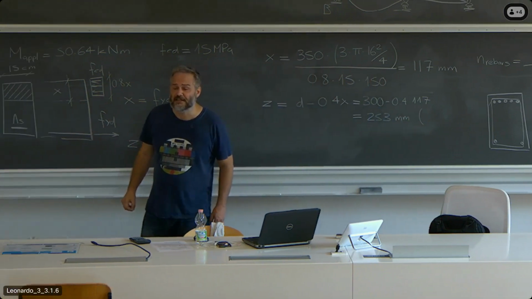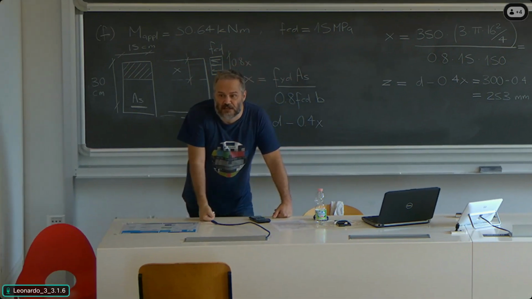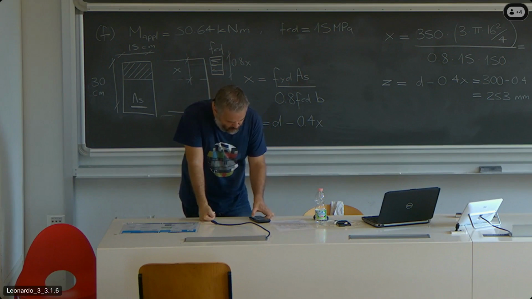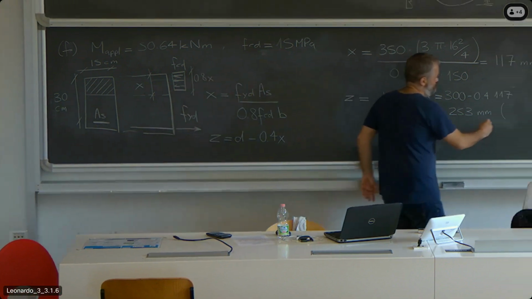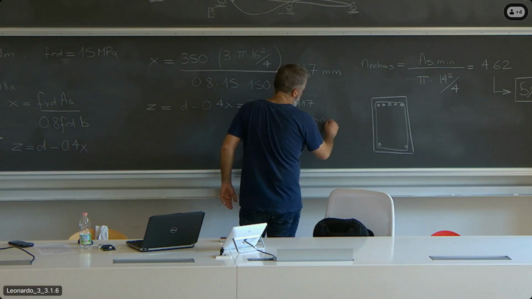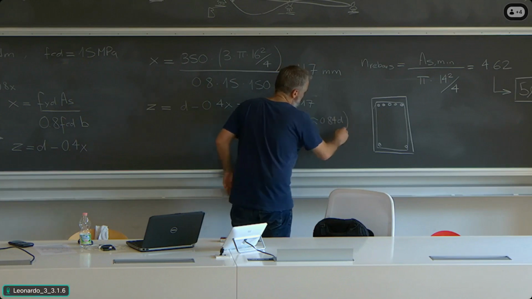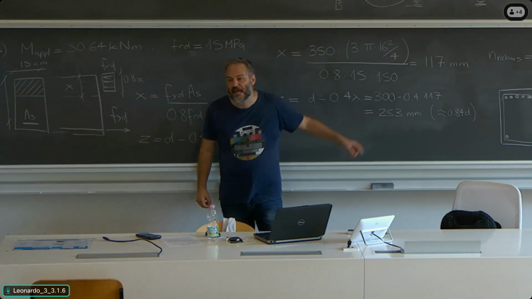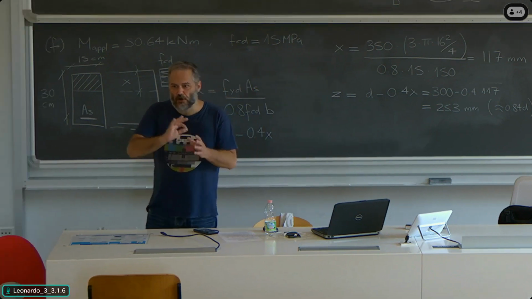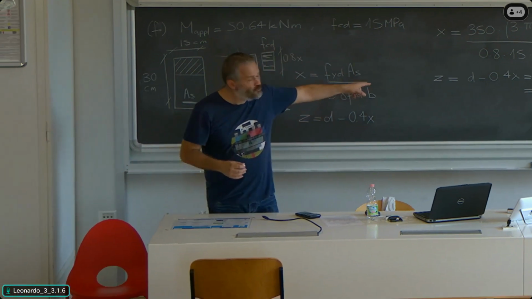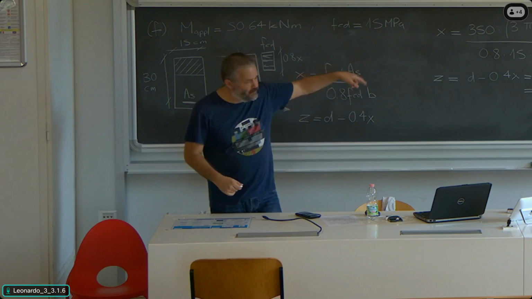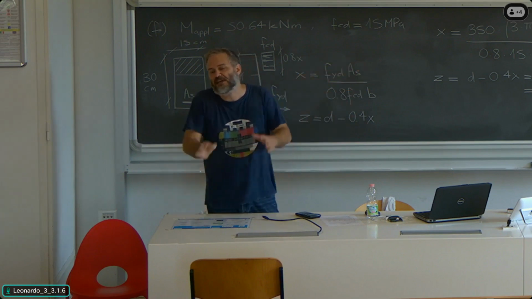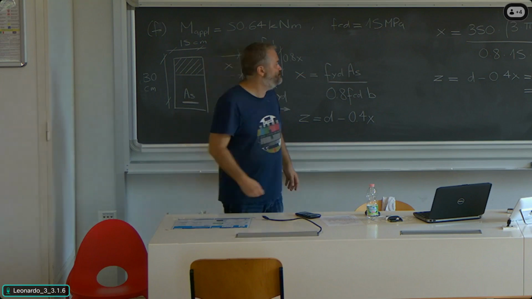Let's just give it a check. How much is 253 in relation to 30 centimeters? So how much is 253 over 300? 0.84 d. This is just to show you why we usually assume 0.9 in the design phase, because for ordinary reinforced concrete sections, even with an accurate calculation, you end up with a value which is close to 0.9. Fair approximation in the design phase.